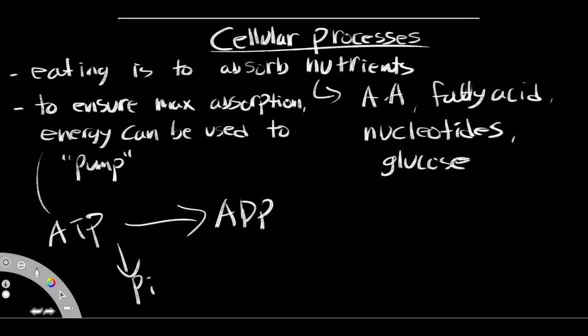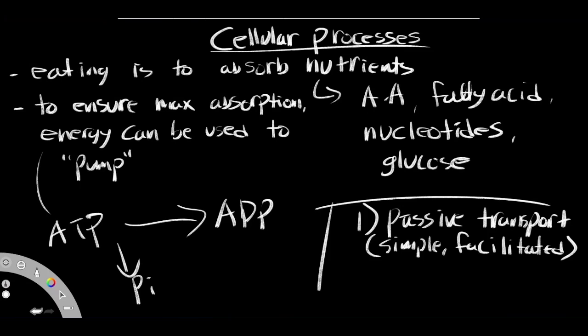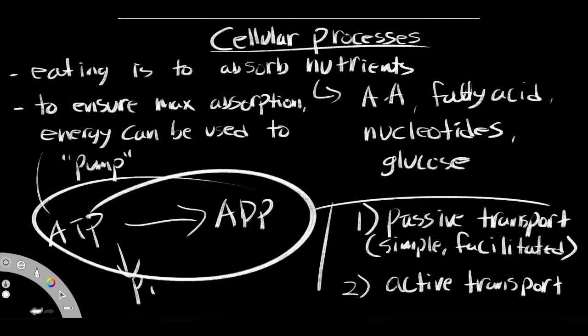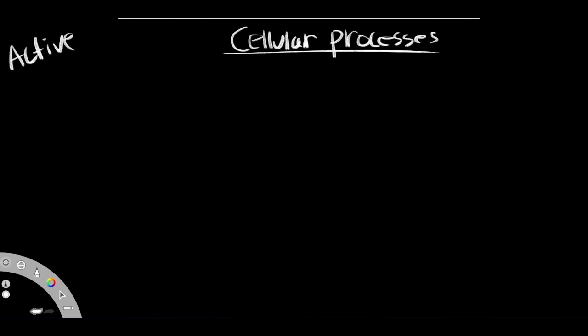Obviously, you guessed it. We're looking at the second type of transport. We obviously looked at the first type of transport, passive transport. We looked at the simple, we looked at the facilitated, and osmosis can be squeezed into here too, but now we're going to be looking at the bigger one, the active transport, and this is the important one. The active transport needs energy from this ATP. So energy is used as a pump. Let's look at active transport right now.